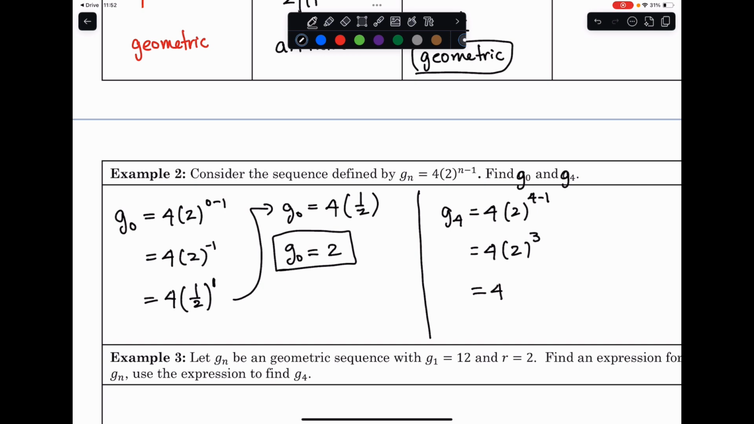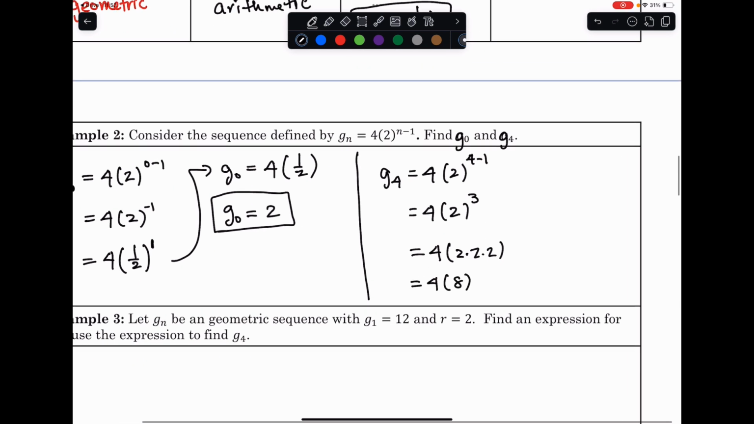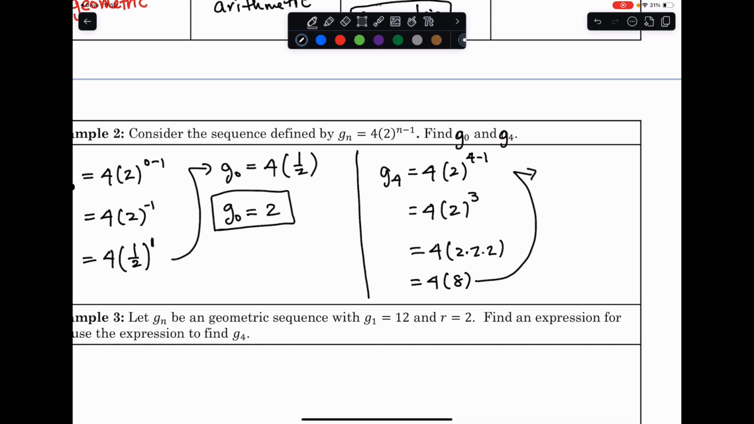So this is not 2 times 3. This is 2 times 2 times 2, which is a total of 8. So g of 4 equals a total of 32.